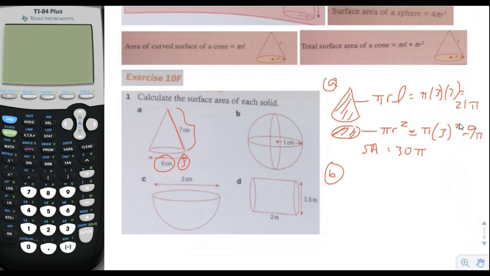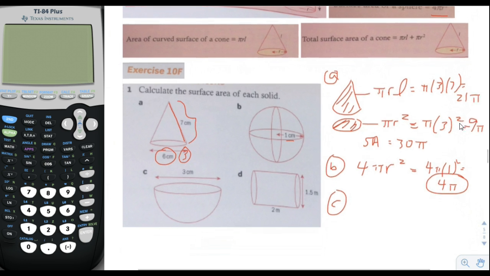What about B? B is a sphere. We're going to calculate the surface area of the sphere. We know that the equation for the surface area of the sphere is 4 pi r squared. The r here is 1, so that's just equal to 4 pi 1 squared, which is just equal to 4 pi. Okay. C. C is a hemisphere.